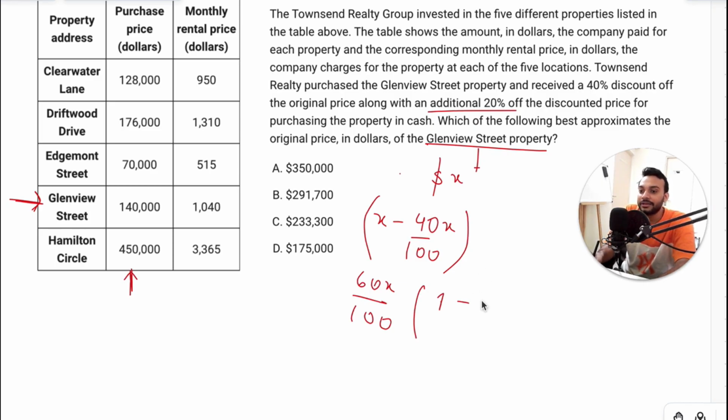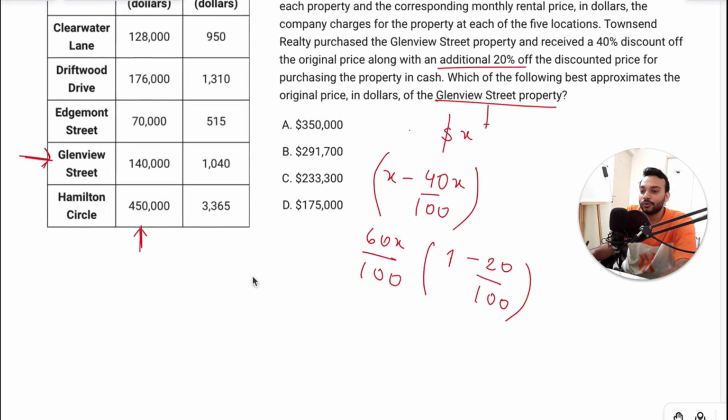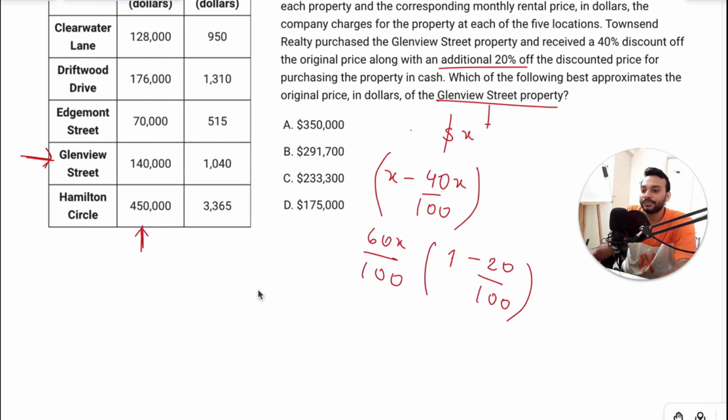How do we represent that? 1 minus 20 over 100. The 1 represents the complete thing, 60x over 100, and minus 20 over 100 represents reducing 20% of 60x over 100. So 1 minus 20 over 100 is 80 over 100. So 80 over 100 multiplied by 60 over 100 multiplied by x. x is the original price. This is equal to the final purchase price which was paid by Townsend, which is $140,000.